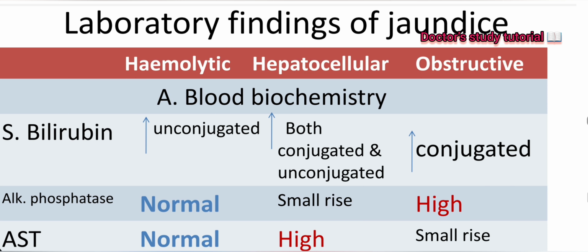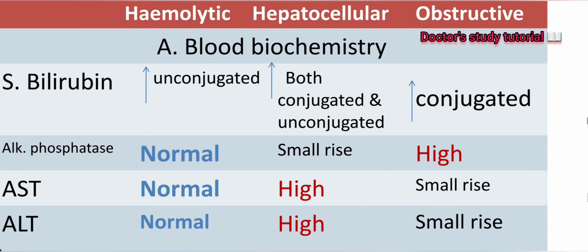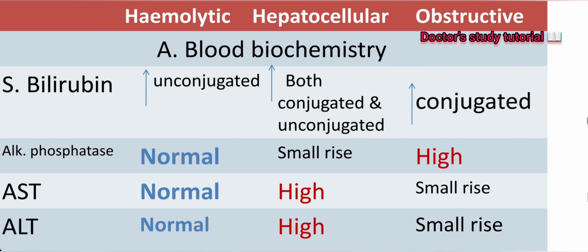The most important written and sometimes viva question is laboratory findings of the jaundice. Serum bilirubin is increased unconjugated in hemolytic jaundice, increased both conjugated and unconjugated in hepatocellular jaundice, and increased conjugated in obstructive jaundice. Alkaline phosphatase is normal in hemolytic jaundice, small rise in hepatocellular and high in obstructive.